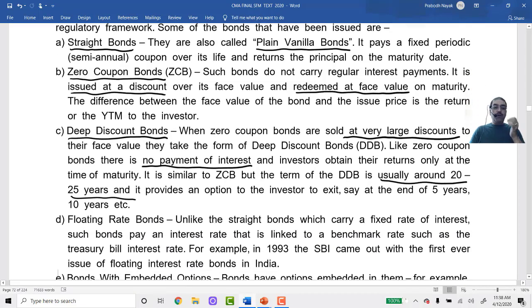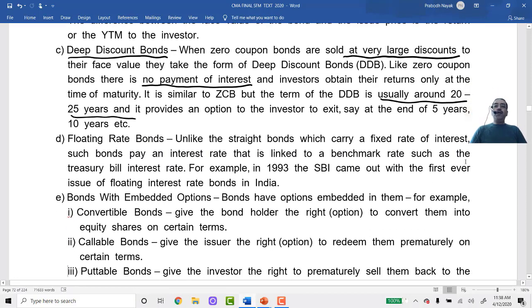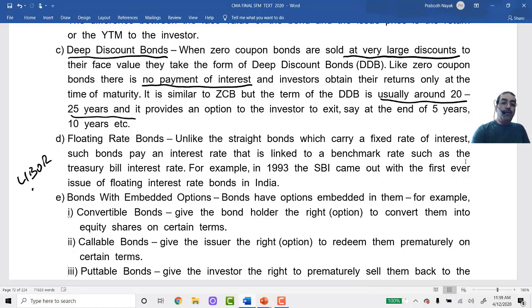Then we have floating rate bonds. Normally, the straight bonds carry a fixed rate of interest. But floating rate bonds carry a variable rate of interest. Now, how is that variable rate of interest calculated? For example, in foreign countries, the variable rate of interest is calculated as LIBOR plus. They write something like this: LIBOR plus 2%. LIBOR is what? It is London Interbank Offer Rate. So whatever is the LIBOR, plus 2%.